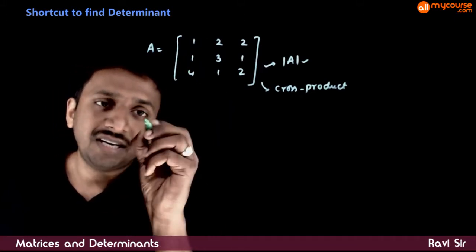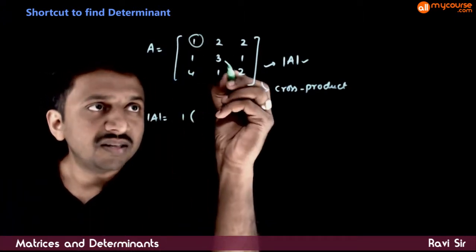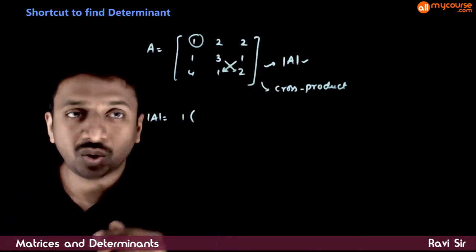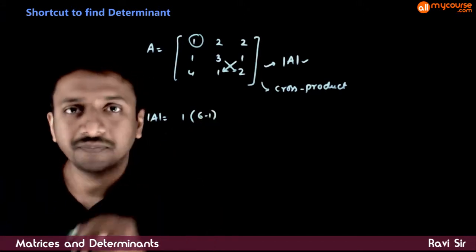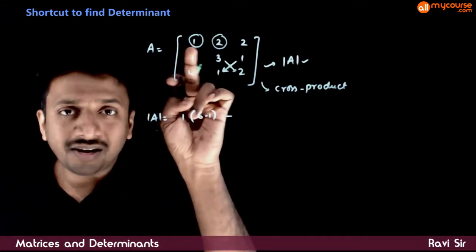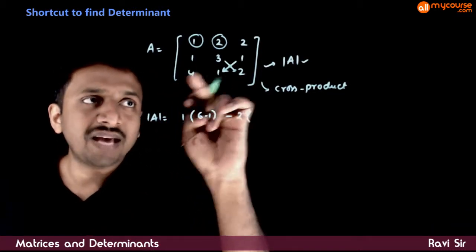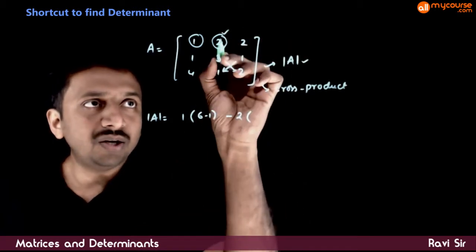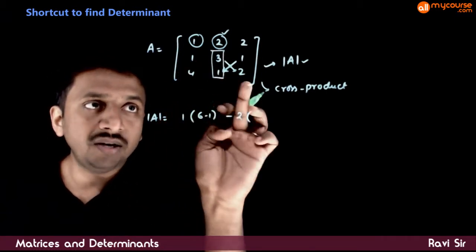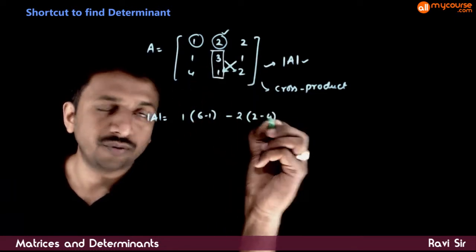The determinant of this matrix is 1 times this into this minus this into this. 3 into 2 minus 1 into 1. That is 6 minus 1. And with the second number, you have to use a minus sign. So alternate plus minus signs. So minus of 2 times this into this minus this into this. When you use this 2, you need to remove the corresponding column. So the remaining is 1 into 2 minus 4 into 1. So 1 2s are 2, minus 4 1s are 4.